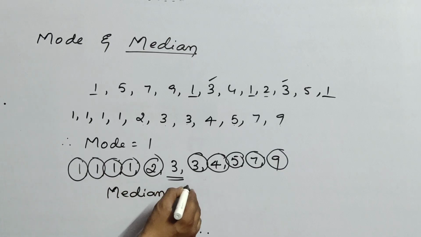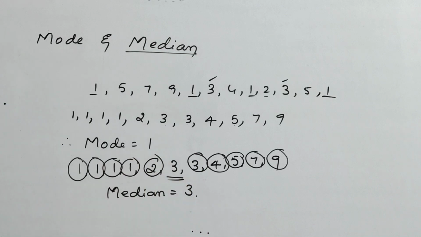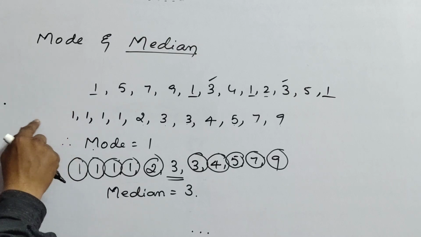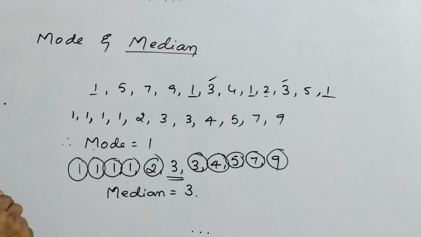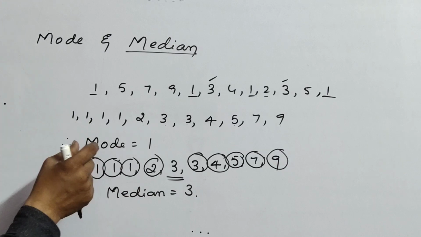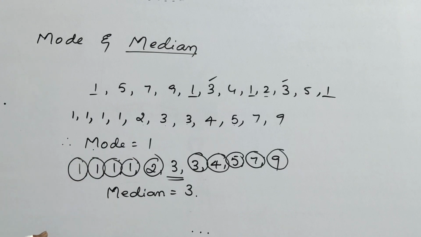So median is 3. Median equals 3. Is it clear, children? Now you have understood very clearly how to find mode and median. Yes or no? So how to find mode? First you have to write in ascending order and see which number comes more; that will be the mode.